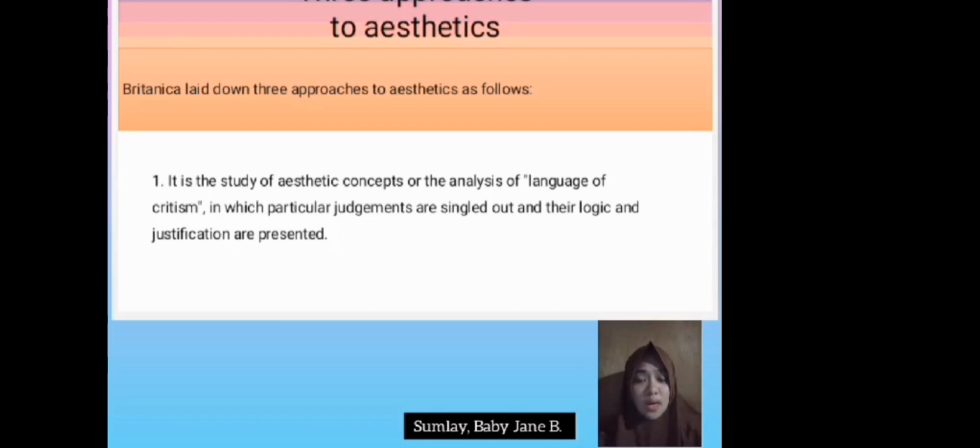The first one is the study of the aesthetic concepts, or more specifically, the analysis of the language of criticism, in which particular judgments are singled out and their logic and justification displayed. In more recent times, philosophers have tended to concentrate on the concepts of modern literary theory, namely those such as representation, expression, form, style, and sentimentality. The study invariably has a dual purpose. The first one is to show how, if at all, these descriptions might be justified, and to show what is distinctive in the human experiences that are expressed in them.